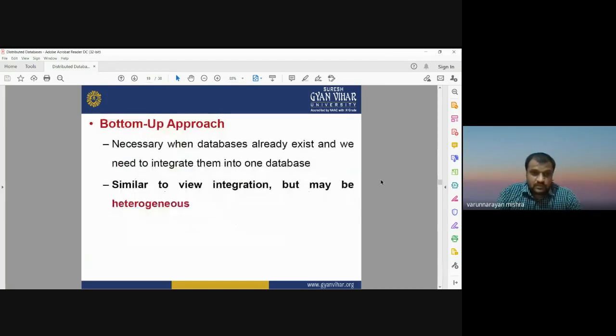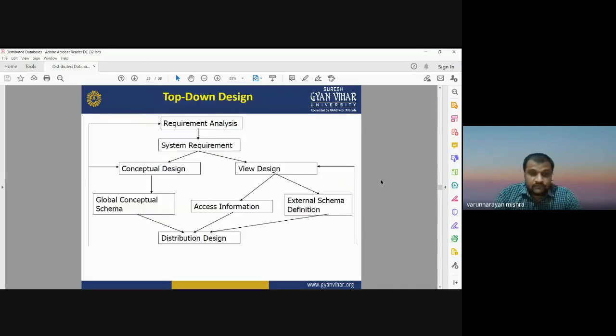Bottom up approach. This approach is important, it is vital when databases already exist and we do not integrate them into one database. It is very much similar to view integration but may be heterogeneous. If you already have the databases, we can apply the bottom up approach, in which we don't need to integrate them into one database. So under the bottom up approach, we may have the existing database.